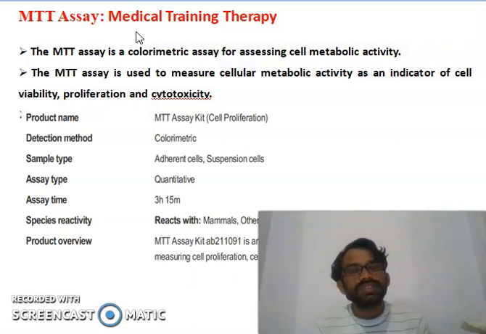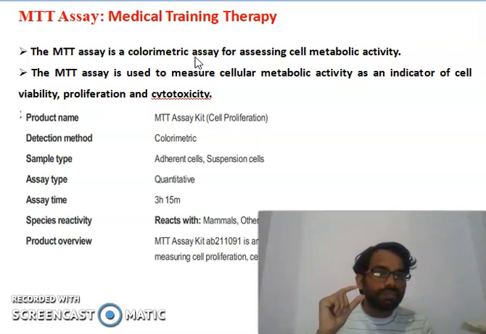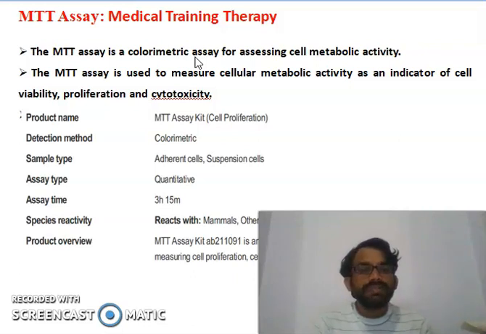MTT stands for 3-(4,5-dimethylthiazol-2-yl)-2,5-diphenyltetrazolium bromide. The MTT assay is the colorimetric assay for assessing cell metabolic activity. The MTT assay is used to measure cellular metabolic activity as an indicator of cell viability, proliferation and cytotoxicity. The product is like a kit.